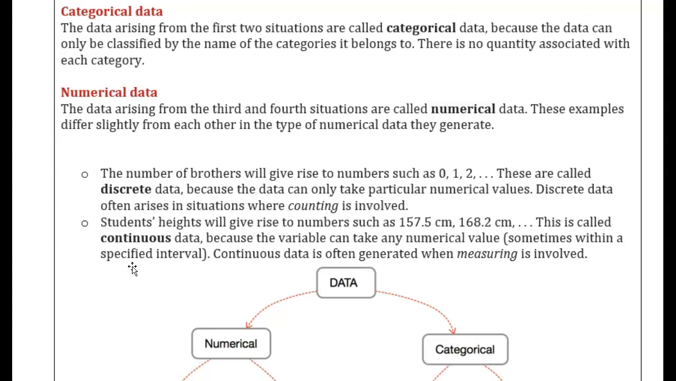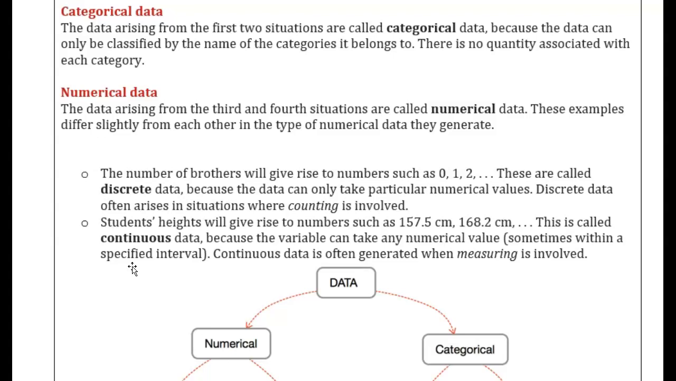So when you think about eye color, it can be categorized as either blue, brown, green, or gray. So you're having categories there. You can't measure it in any way, and that's the main difference. Numerical data can be measured, but it can also be counted.